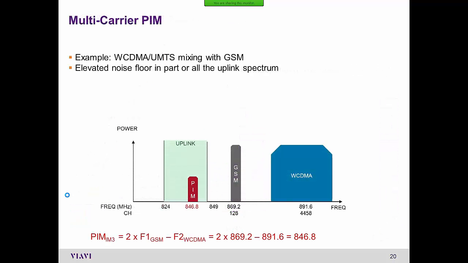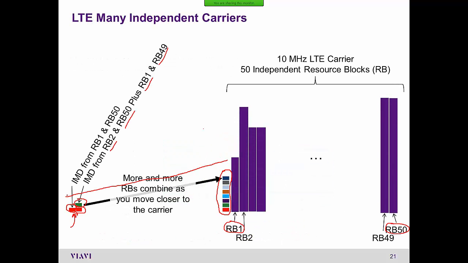Okay, so there's a difference in what you want to do when you look for either single-carrier or multi-carrier PIM. In multi-carrier PIM, you're typically looking for rises in the noise floor, and those rises will come straight up.